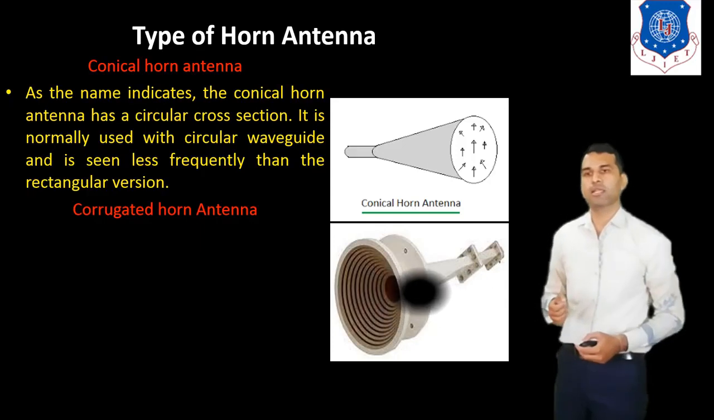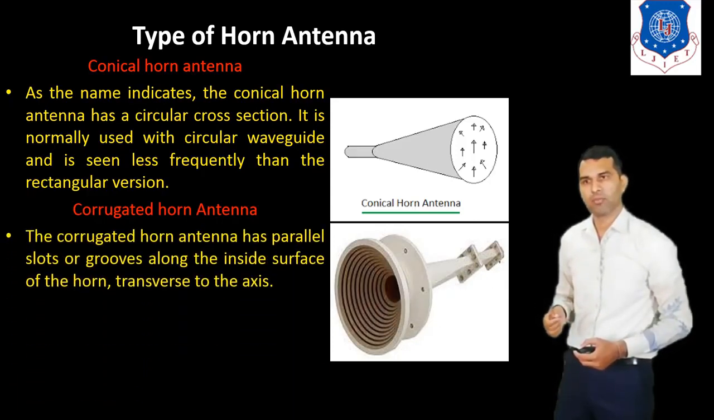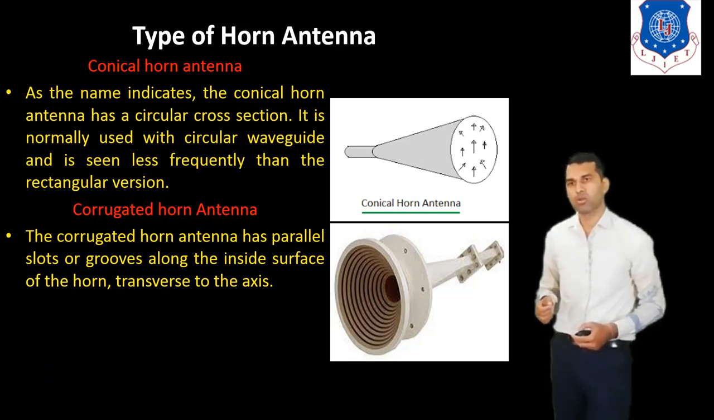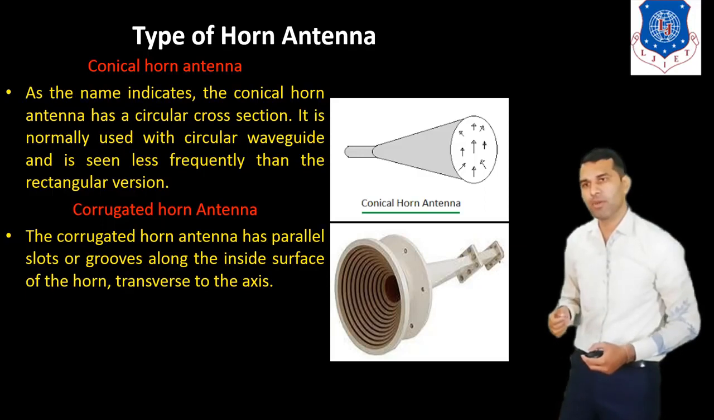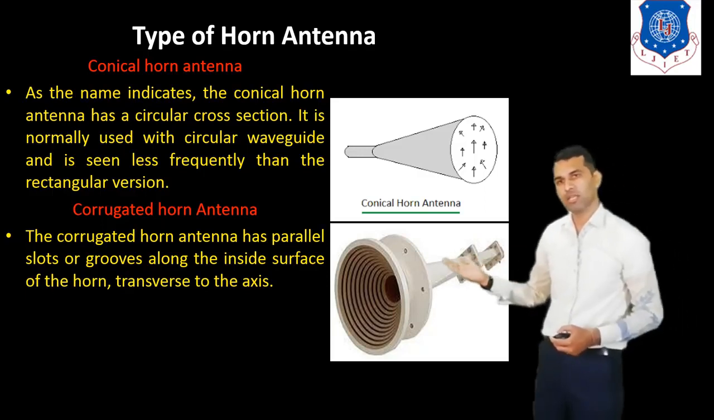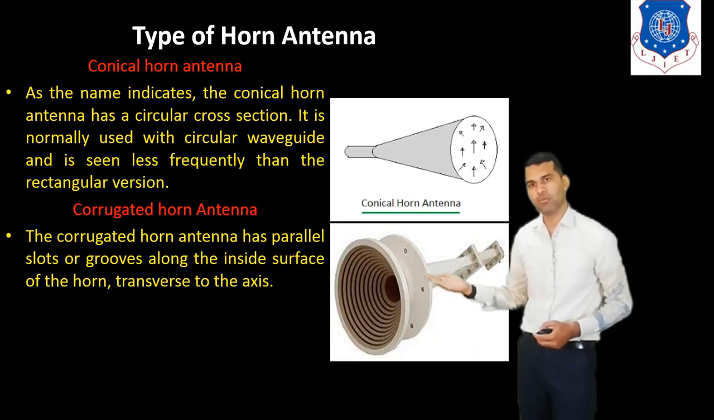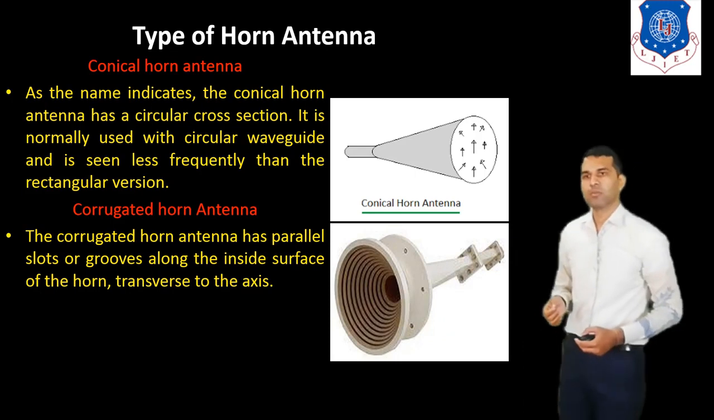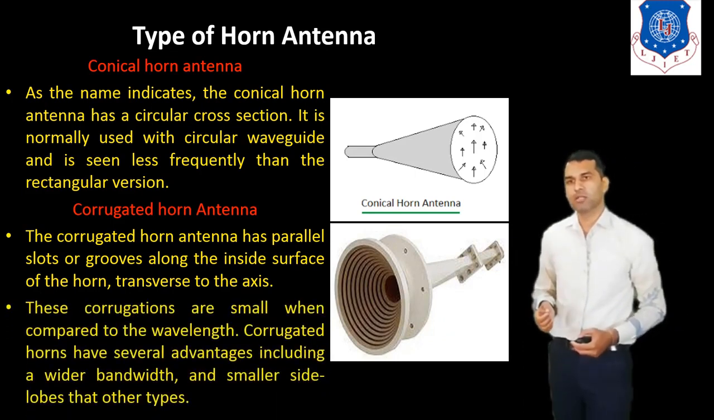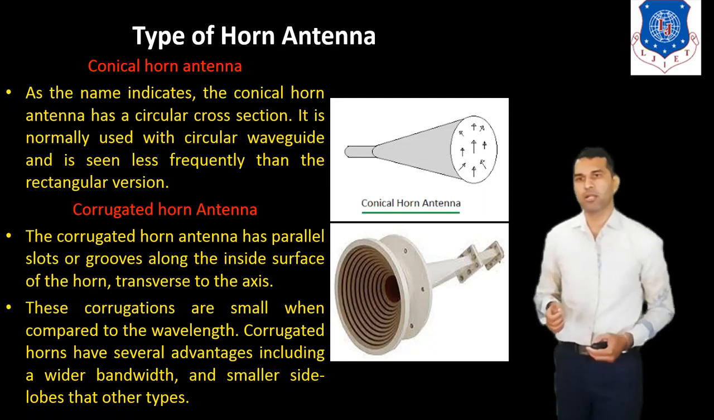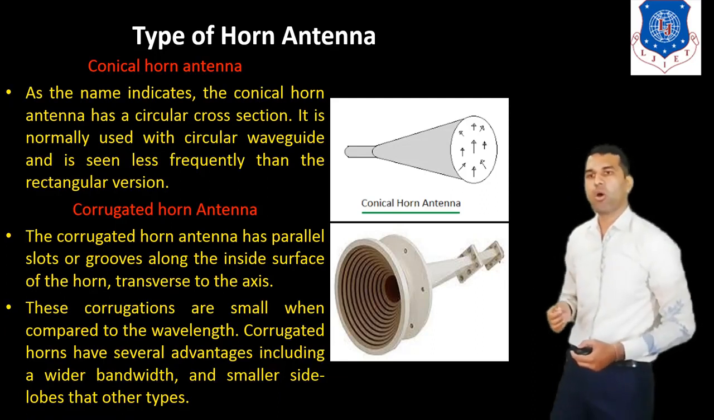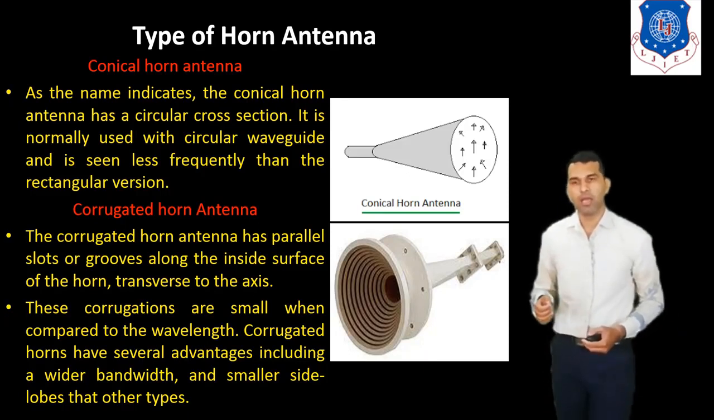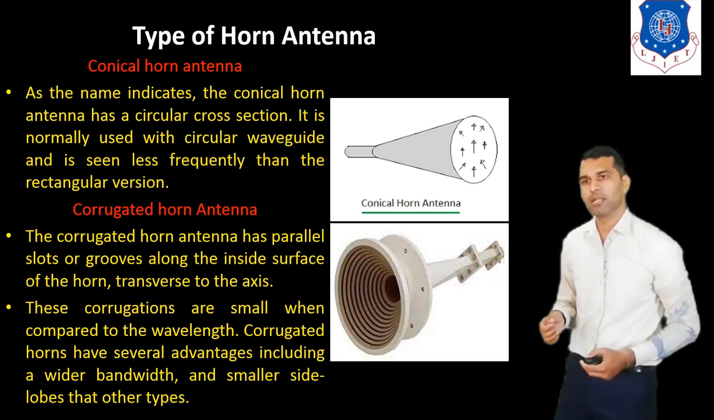And the last type of horn antenna is the corrugated horn antenna. The corrugated horn antenna has parallel slots or grooves along the inside surface of the horn. So here in this corrugated horn antenna, we see the grooves given inside the horn. These corrugations are small when compared to the wavelength. Corrugated horns have several advantages, including a wider bandwidth and smaller side lobes than other types.